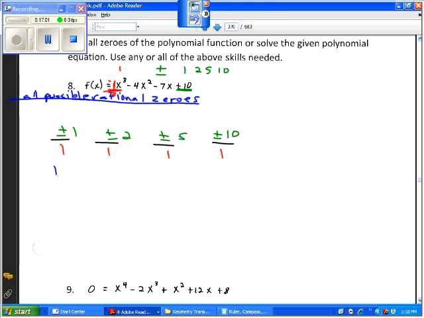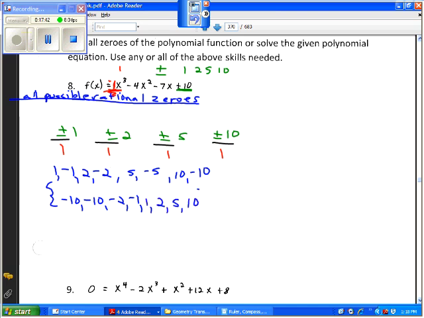So we're going to have positive 1 over 1, positive 1. Negative 1 over 1, negative 1. Positive 2 over 1, positive 2. Negative 2 over 1, negative 2. Positive 5 over 1, positive 5. Negative 5 over 1, negative 5. Positive 10 over 1, positive 10. Negative 10 over 1, negative 10. If we were to line those up from least to greatest, we would have negative 10, negative 5, negative 2, negative 1, 1, 2, 5, 10.